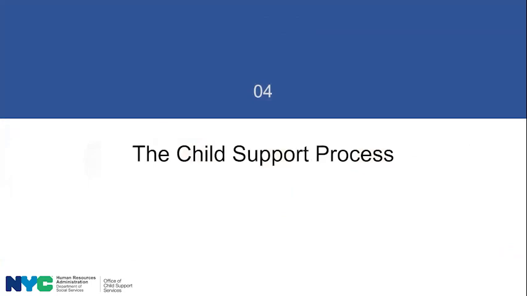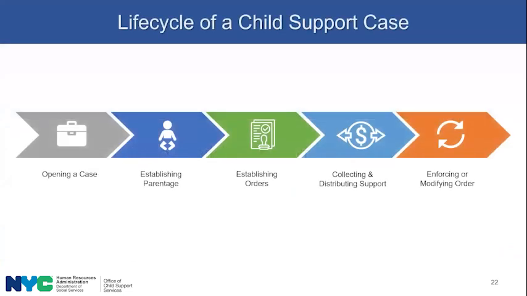Now that we've looked at the overview of child support, let's take a look at the process. The process begins with an opening of a case, followed by parentage being established. Then the child support order is established by the court. Once the order is established, we can begin collecting and distributing support, which can then be followed by enforcing the order and/or modifying it.